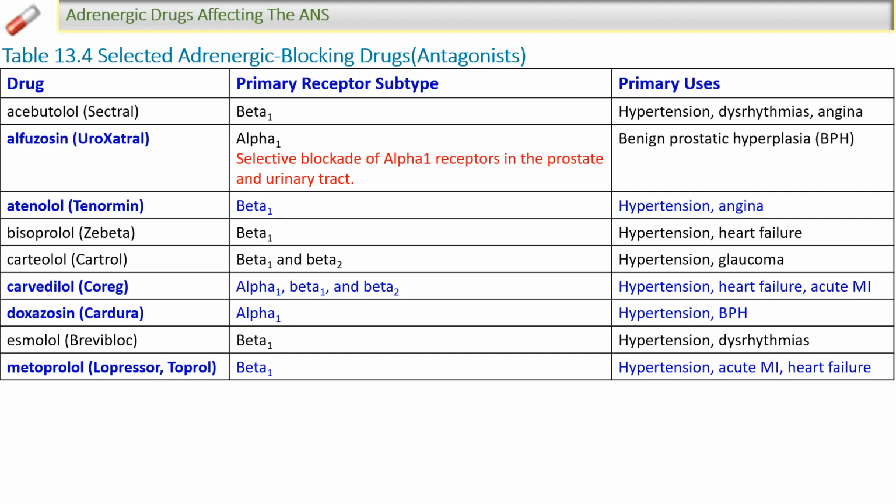And the rest of the medications are beta blockers, but some of them are both beta and alpha blockers. For example, we have carvedilol. Carvedilol is an alpha and beta blocker. It blocks alpha-1, beta-1, and beta-2 receptors. It's a very effective antihypertensive drug, and it's also effective for heart failure and for acute MI.